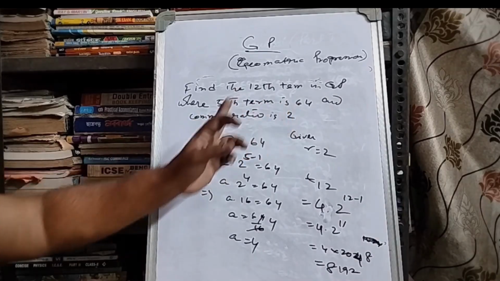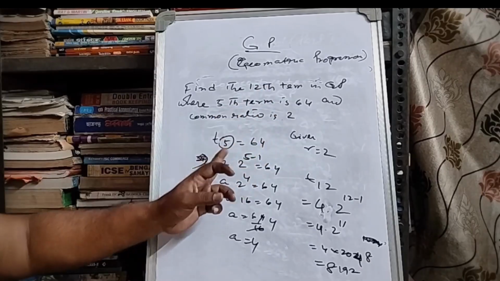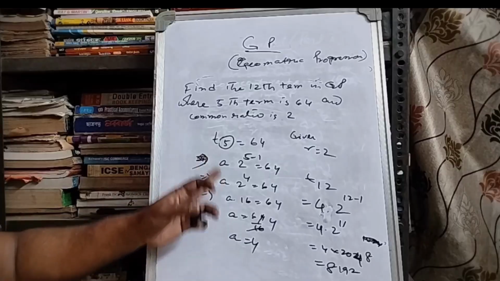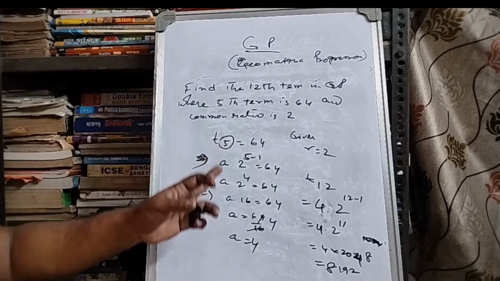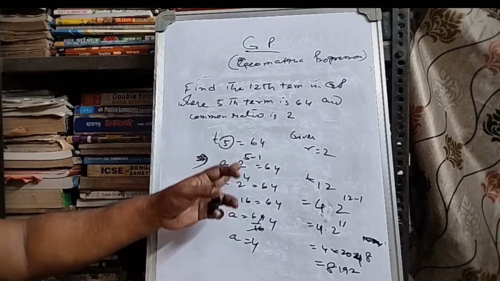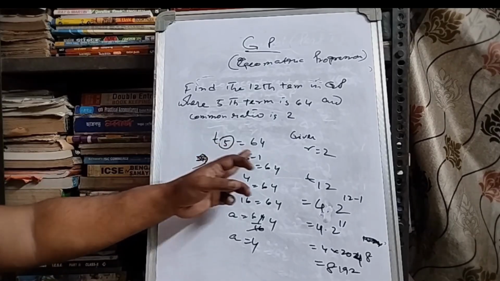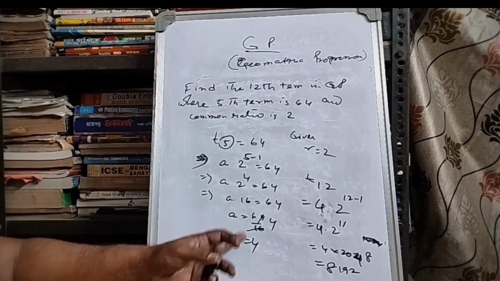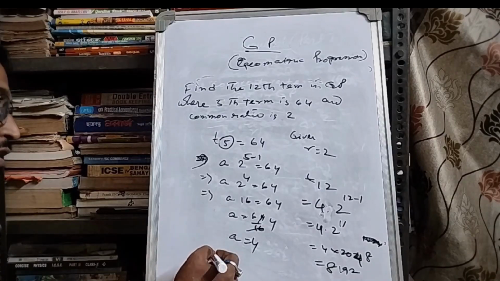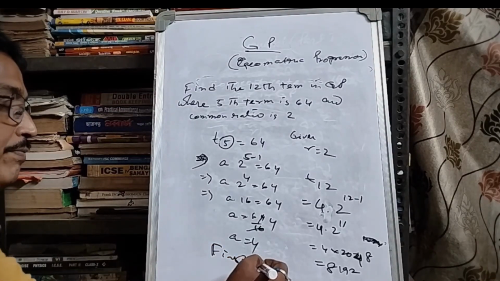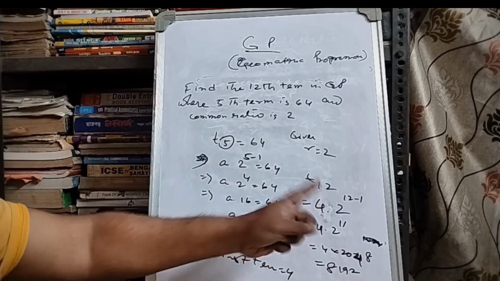Find the 12th term, where the fifth term is 64 and the common ratio is 2. So we have to apply the formula of the nth term, A R to the power n minus 1. There we put the common ratio and the positional value. After that, I have calculated the value of A, the first term. Then I have found out the value of the 12th term.